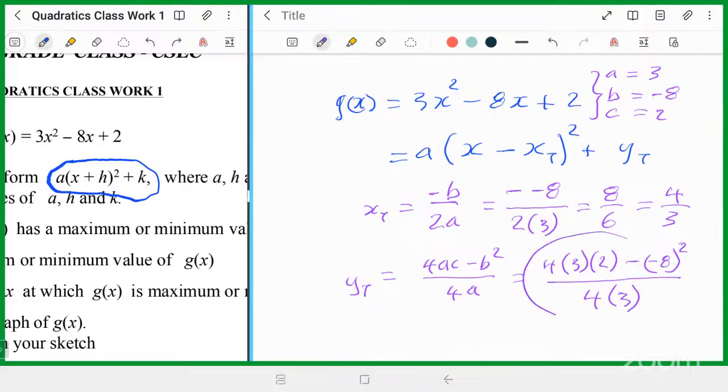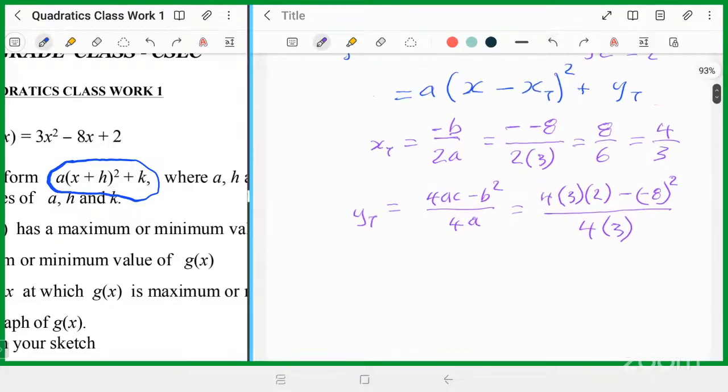Then it's a matter of simplifying this down to get my yt value. So let's put it here. The yt value then becomes 4 times 3 is 12, times 2 is 24. So this whole expression here becomes 24. This minus stays a minus. It doesn't change because it's not being squared. So it stays minus. So I subtract.